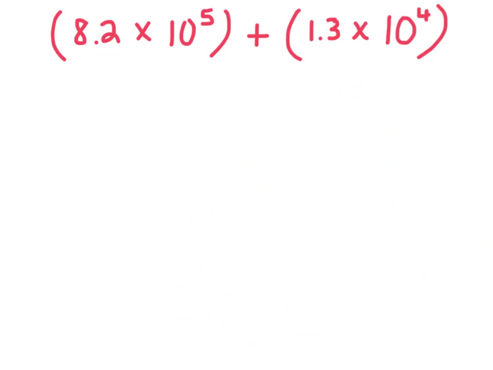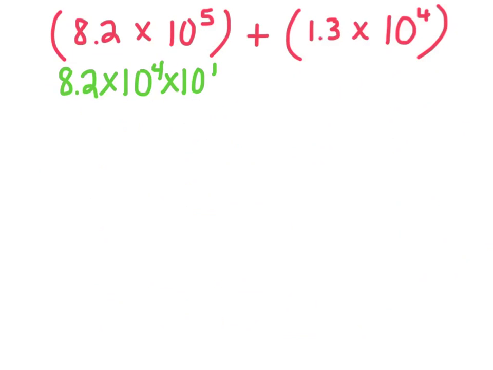All right, let's try one last problem. Right away, hopefully you notice that the exponents are different. So I'm going to try to rewrite one of them. I'm going to rewrite this one so it has a 10 to the fourth in it. So I'm going to rewrite this as 8.2 times 10 to the fourth times 10 to the first. Again, I can do that because 10 to the fourth times 10 to the first makes 10 to the fifth.